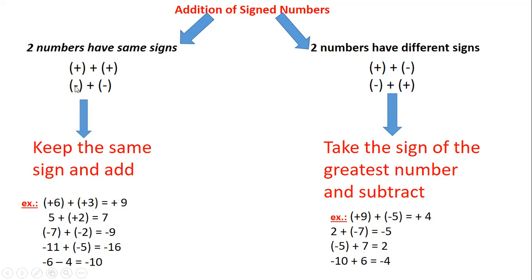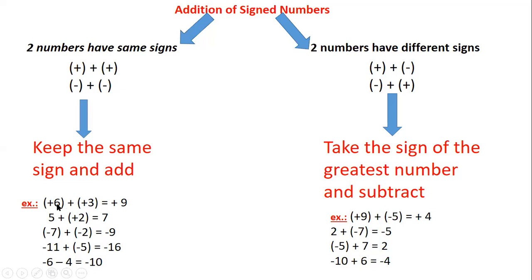If I am adding a negative number with a negative number, my answer also will be negative and I add the numbers. So what does the rule say? We keep the sign as it is and we add the numbers. I will give you examples now.